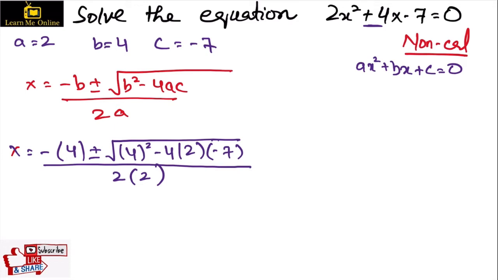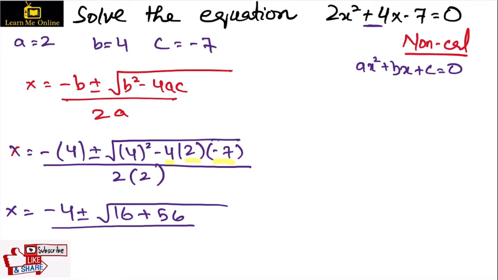Once you're done with this part, now we're going to do more of the simplification. So minus times 4 would be minus 4. There's a plus minus. Now you expand out what you have inside the square root. So 4 squared is 16. You multiply these three terms together. Because you have two negatives, when you multiply the two negatives it would be positive. And when you do 4 times 2 times 7, you'll get 56. In the denominator, we have 4. Remember, we are doing a question from the non-calculator paper.